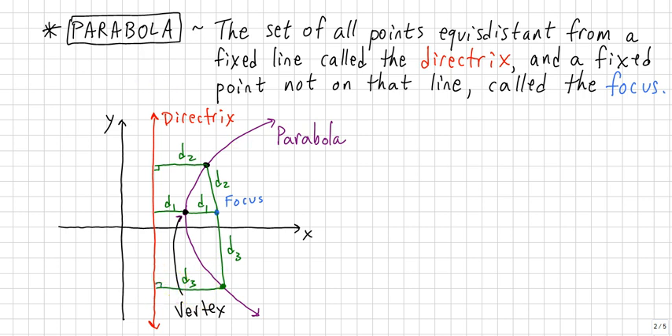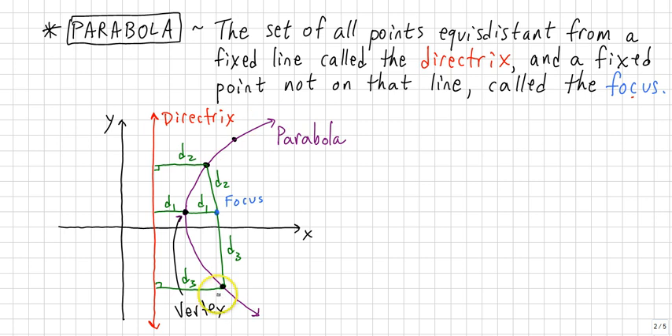And that should be true for any point that's on the parabola. You should be able to pick a point on the parabola, and then from the focus to that point and that point to the line, that should be the exact same distance. So that's what they mean by this definition up here. It's the set of all points that are the same distance from a fixed line called the directrix and a fixed point not on that line called the focus.